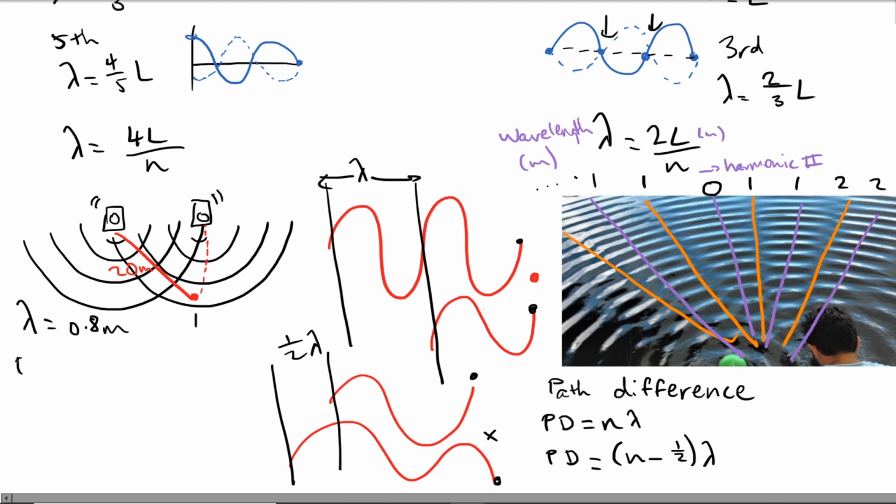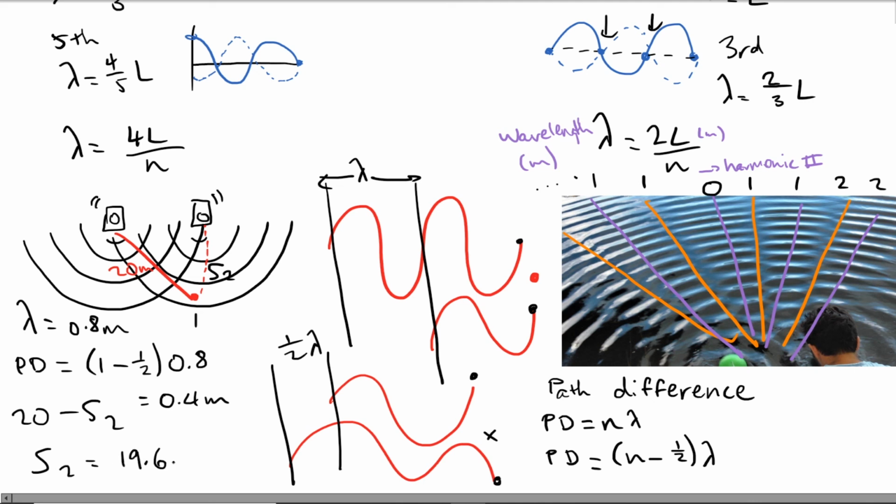We can use the path difference is 1 minus a half times 0.8, which would be 0.4 meters. And on the left-hand side, we can just write this as 20 minus S2. I'll call S2 the distance from speaker 2. So 20 minus S2 is 0.4. We can do some simple algebra here and say that S2 is 19.6 meters away.